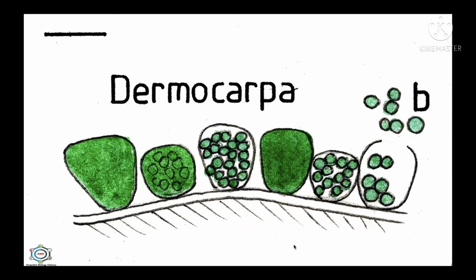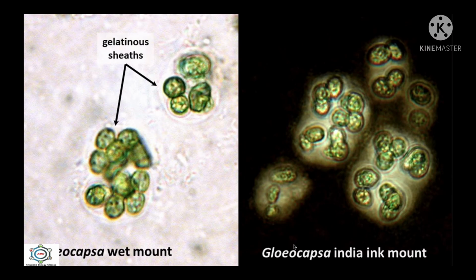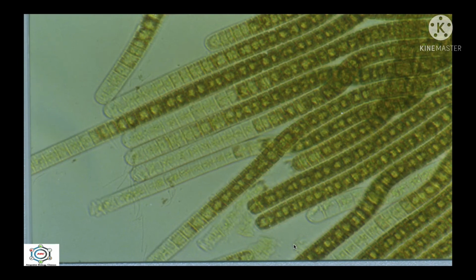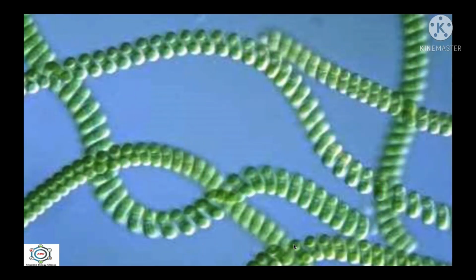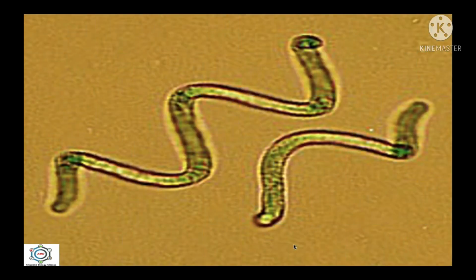Multicellular colonial forms are like, see here, this is Gloeocapsa, Trichodesmium, Merismopedia, and Microcystis. Simple unbranched filamentous forms without heterocyst and akinetes, like in this picture, you can see this is Oscillatoria. Next is Arthrospira, then Spirulina, and after this some are also unbranched, like Phormidium, Lyngbya, Symploca, Microcoleus, Cylindrothrix, etc.